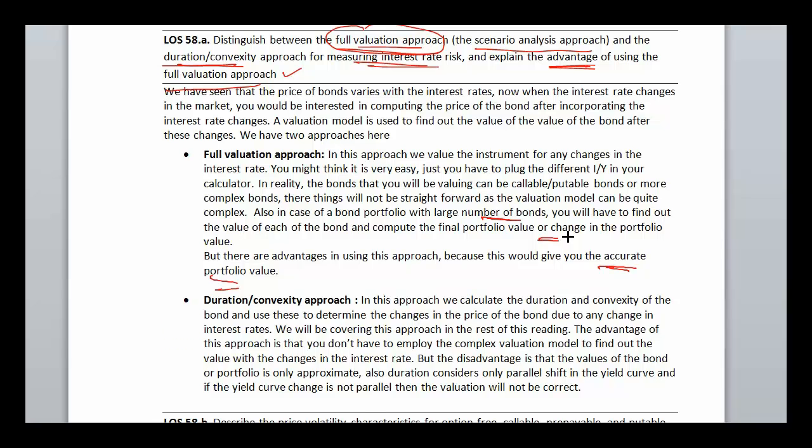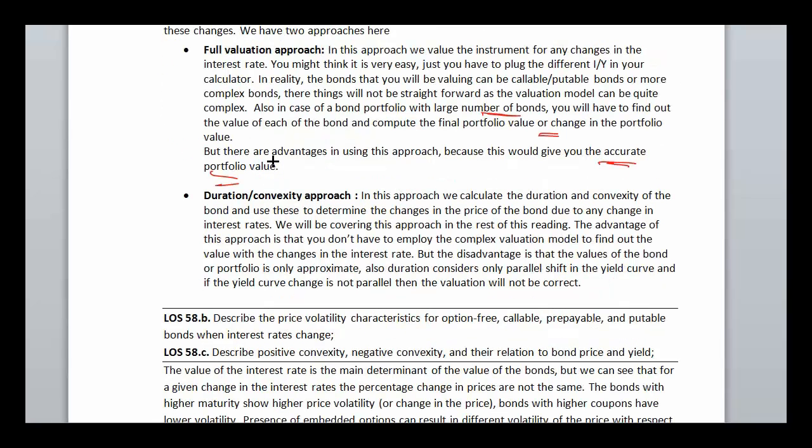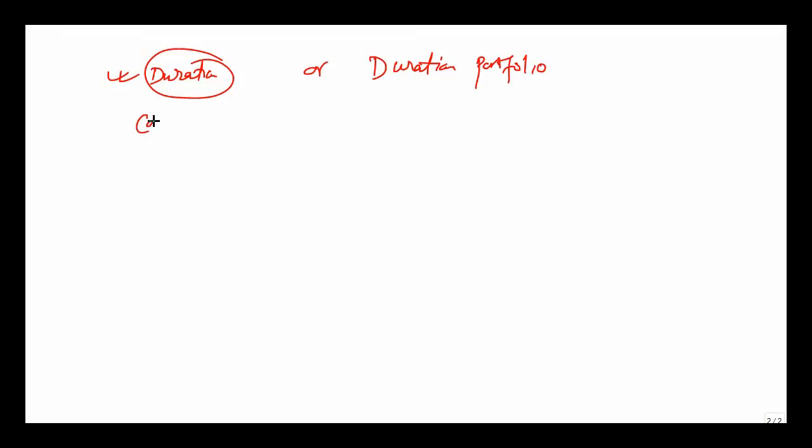There is another approach which is known as the duration convexity approach. In this approach, what we do is we compute the duration of each of the bonds, or to make it more simple, we compute the duration of the portfolio. Similarly, we compute the convexity of the bond and convexity of the portfolio. This would be one measure.